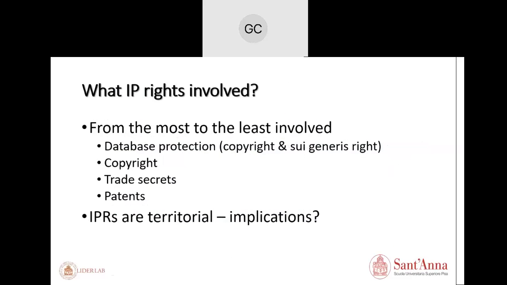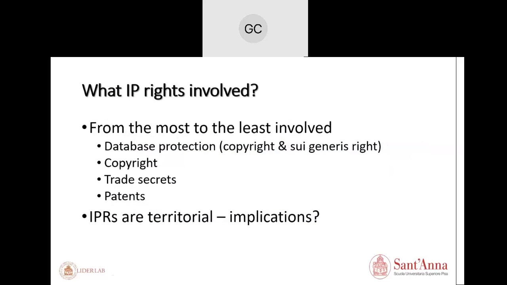So on this basis, if we need to think about which intellectual property rights are involved when we deal with research infrastructure, we generally need to phase from the most to the least involved. Database protection, which is covered by copyright and sui generis right. I will tell you in a couple of minutes what that means. Copyright, trade secret, and patent.